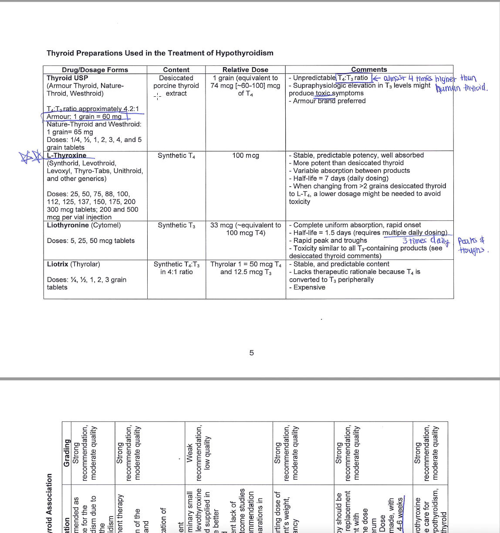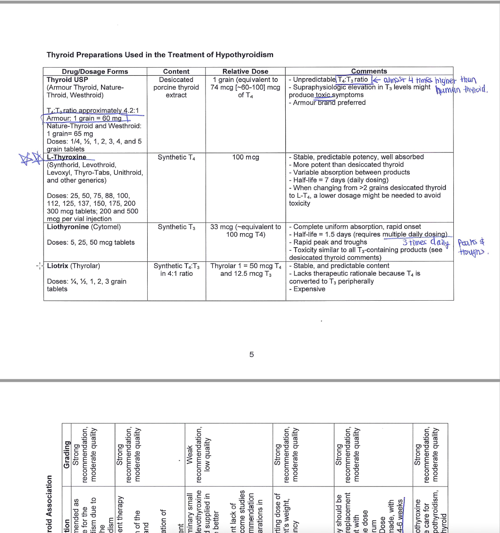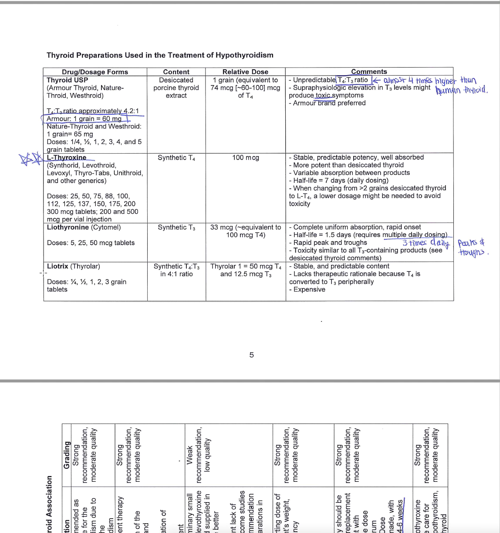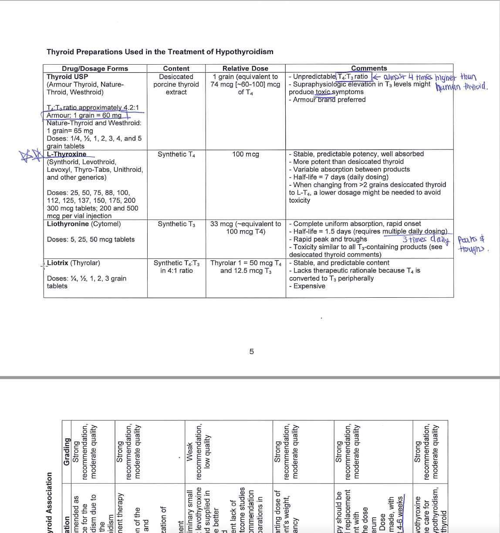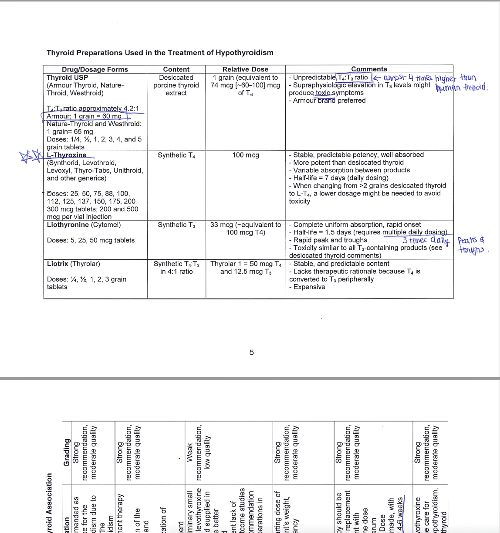So really know that levothyroxine is the drug of choice, and for the other ones we just don't have enough evidence to support that they are going to be better or even as effective as levothyroxine.